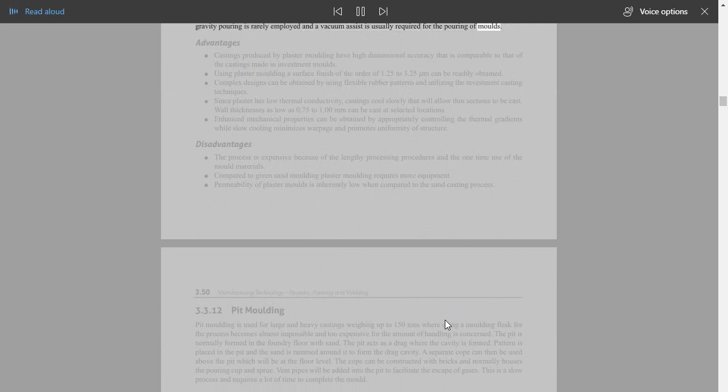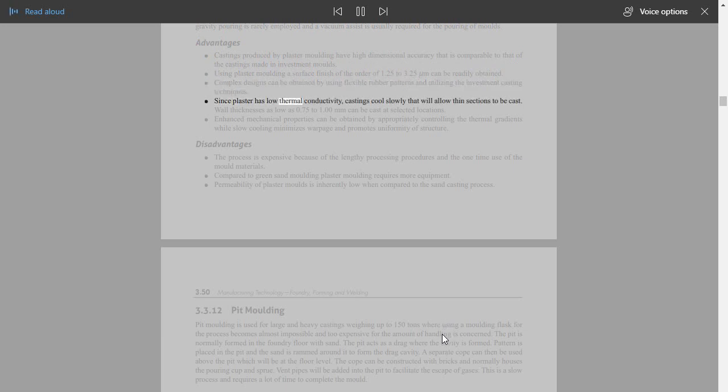In view of this low permeability, gravity pouring is rarely employed, and a vacuum assist is usually required for the pouring of molds. Advantages. Castings produced by plaster molding have high dimensional accuracy that is comparable to that of castings made in investment molds. Using plaster molding, a surface finish of the order of 1.25 to 3.25 micrometers can be readily obtained. Complex designs can be obtained by using flexible rubber patterns and utilizing investment casting techniques.